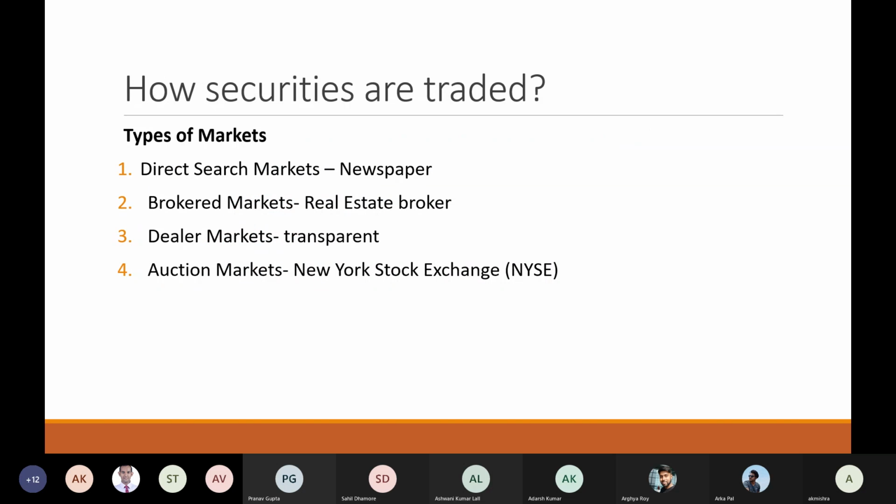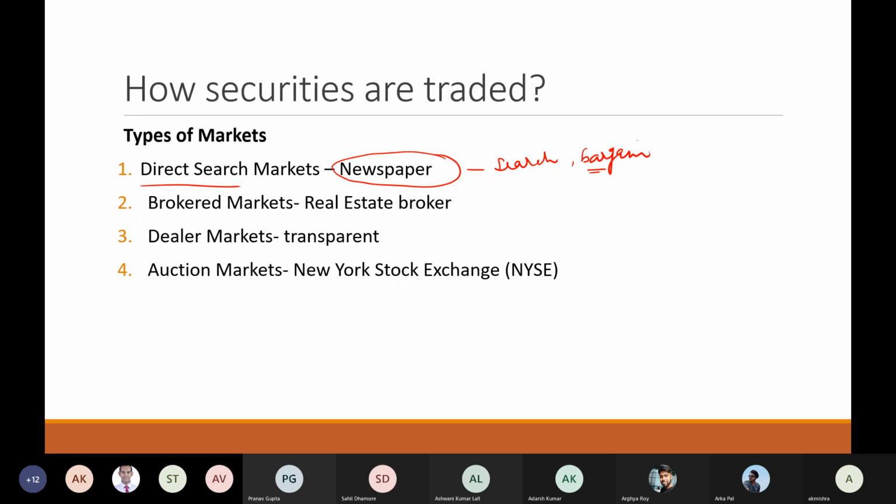Now, how are securities traded? Basically, there are various types of market. The first type of market is direct search. In direct search, we generally look at a newspaper and try to find some buyer. If I want to buy, I'll be looking for a seller. Here, when we look at the cost, your search cost is high, and also there are chances that if there is no designated market, you will have to go for unstandardized bargaining.